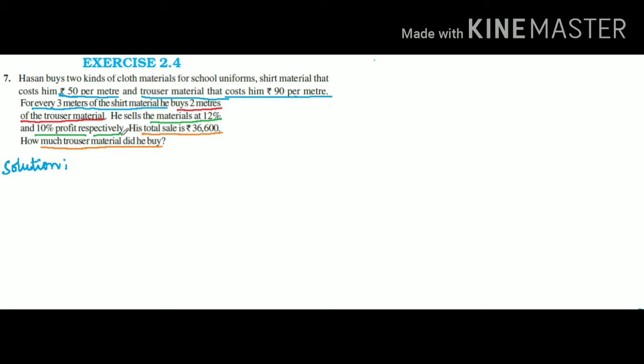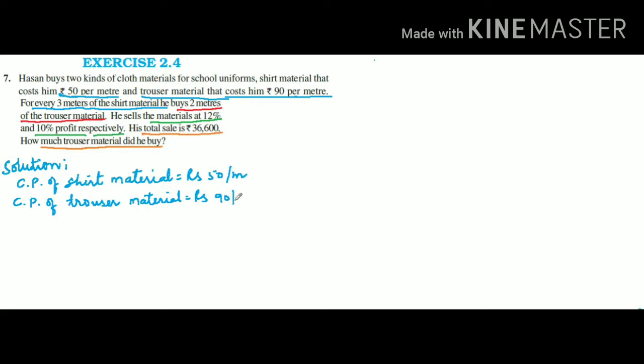Hassan buys two kinds of cloth material for school uniform: shirt material that costs him rupees 50 per meter and trouser material that costs him rupees 90 per meter. Then for every 3 meters of shirt material, he buys 2 meters of the trouser material. So these are the situations given. He sells the material at 12% and 10% profit respectively. His total sale is rupees 36,600. How much trouser material did he buy? We have to find it out.